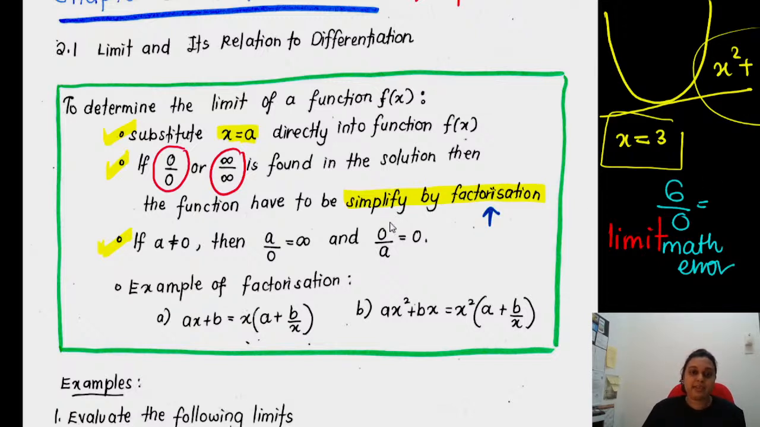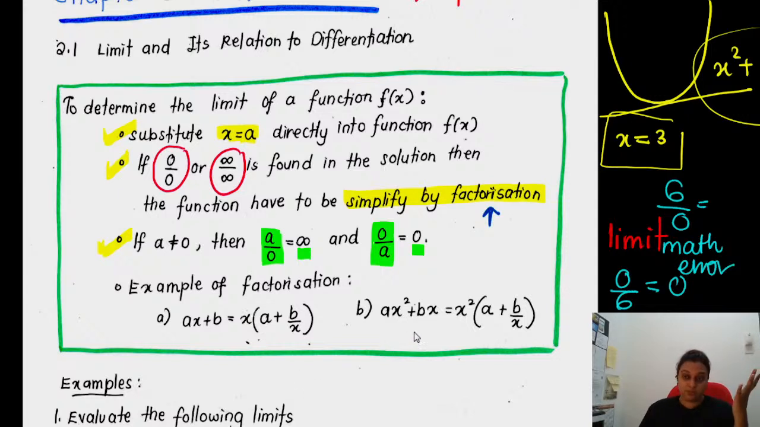How about you try 0 divided by 6. You will get the answer 0. What you need to know and memorize is, if you get a number over 0, your answer will equal infinity. If you get 0 over a, your answer will equal 0. These two you have to take note of, because this information is not given during your exam. You have to understand and apply it.